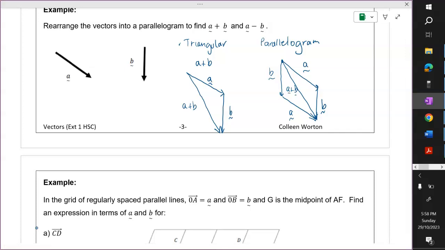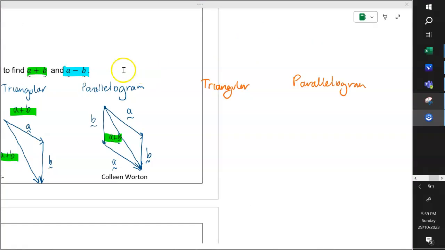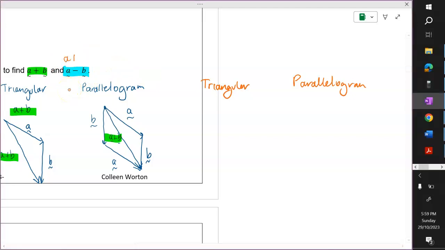Now that's the addition. Let's have a look at what happens when we subtract and look at vector a minus vector b. Now to work out a minus b, what I like to think of that as is a plus minus b.